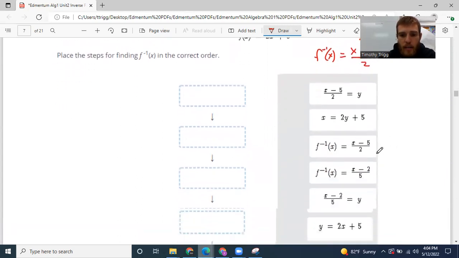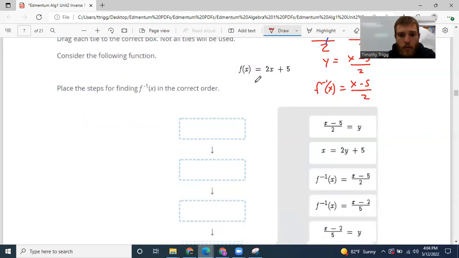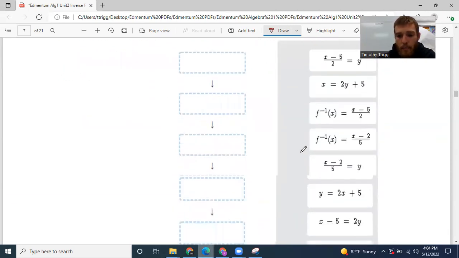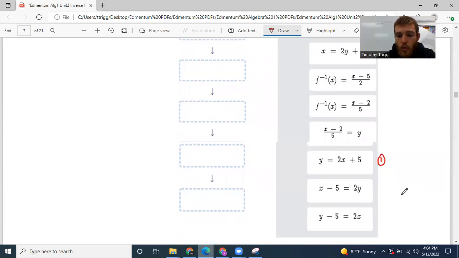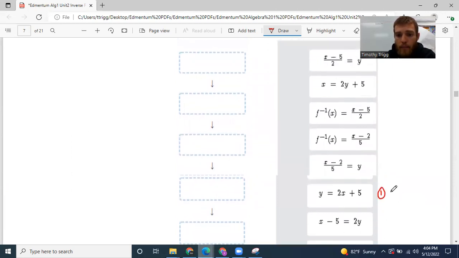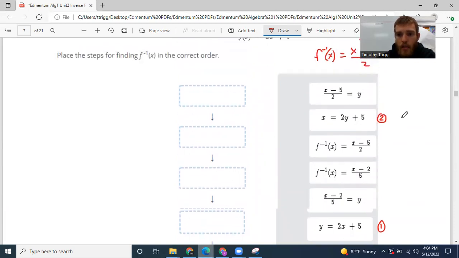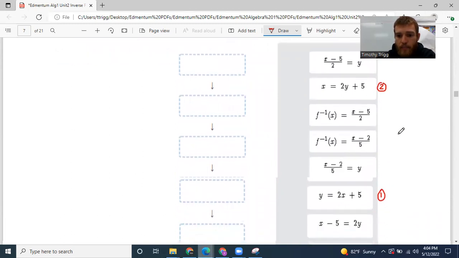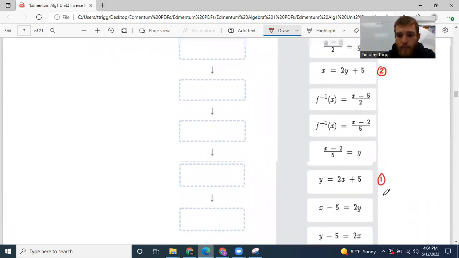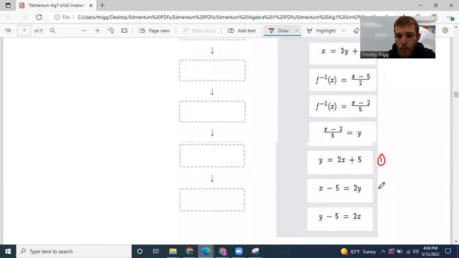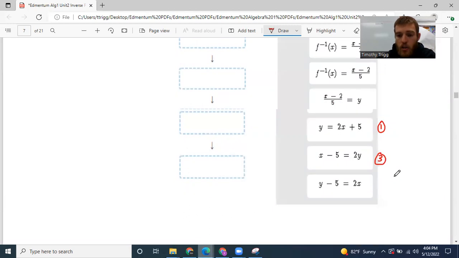So let's go ahead and put these in the correct steps. So my first step will be to replace f of x with y. So this will be my first step. Then swap the position of x and y. So this will be my next step. Then we subtracted 5 both sides. So we'll have x minus 5 equals 2y. Then we divided by 2 on both sides of the equation to get y by itself.